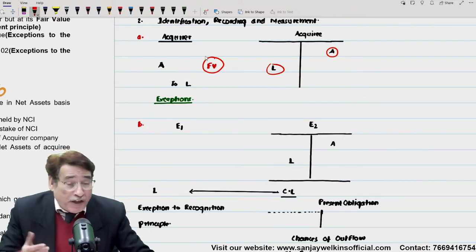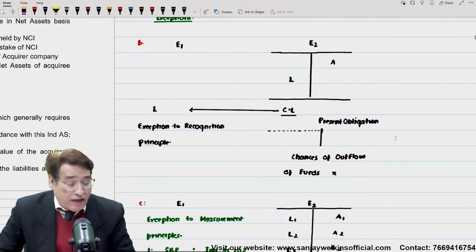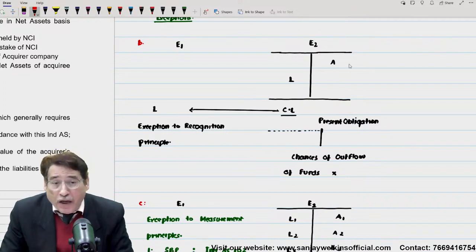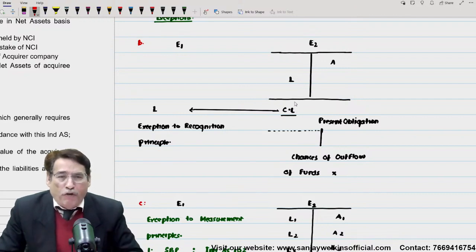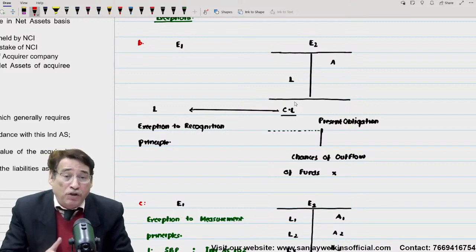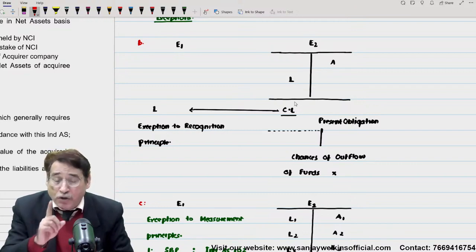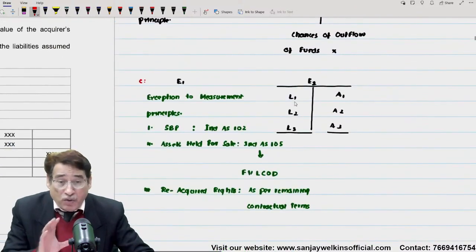However, we were talking about some exceptions. There are some exceptions also. And I gave you one example with respect to the fact that there may be some items which may not be appearing in the books of the acquiring company. For example, contingent liability. They might not have recognized this liability because the probability of outflow of funds is not there. But herein, we will have to recognize this as a liability. So it becomes an exception to the recognition principle. Remember one thing, you will have to face a lot of MCQs also. So for that, such things you need to keep in your mind.